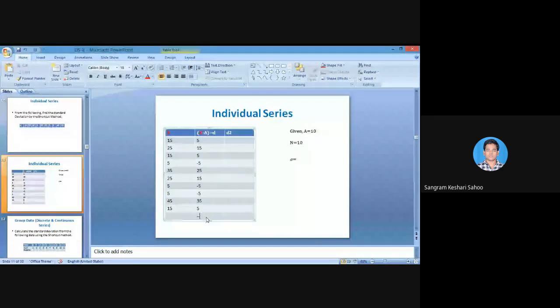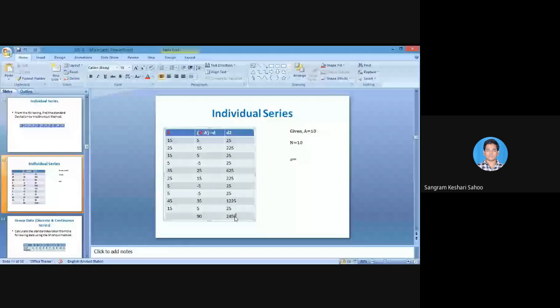290. Calculate the square of D. Square of 15, that is 225. Square of 5 is also 25. Square of 35. 225. Last one is square of 5. In this regard, you have to calculate the sum of D square. 450.